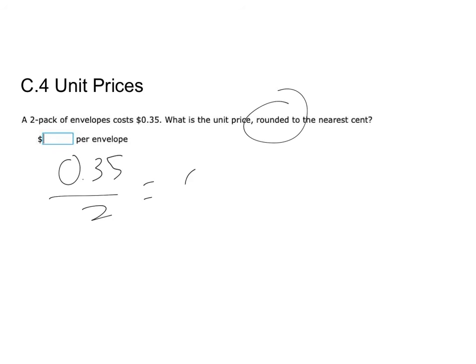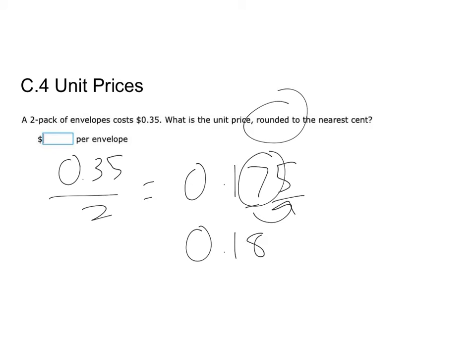And that's going to give us 0.175. And we remember our rules of rounding. If the number next to the place value, right, is 5 or greater, then this number is going to go up. So we would round this to 0.18. If that 5 was a 4 or lower, we would leave it as 0.17. So just reminding ourselves about the rules of rounding.